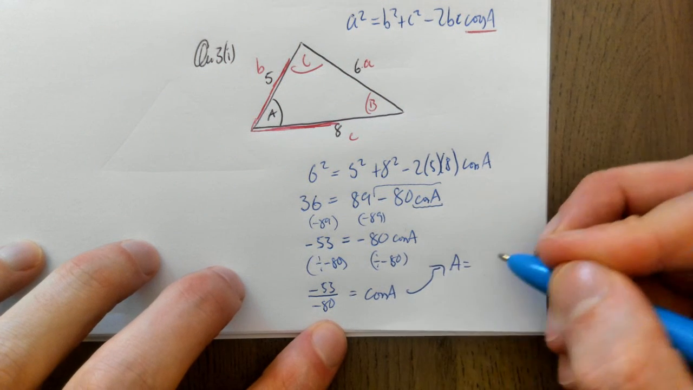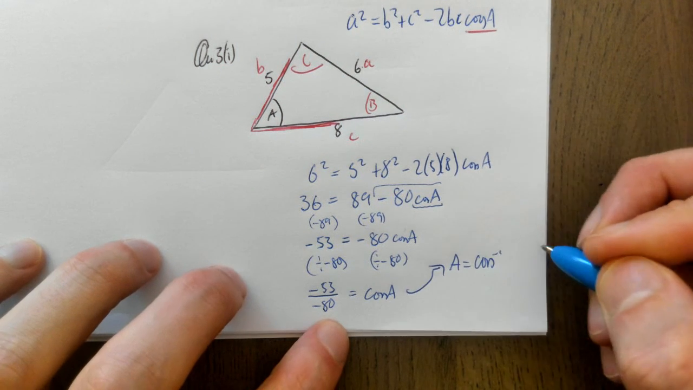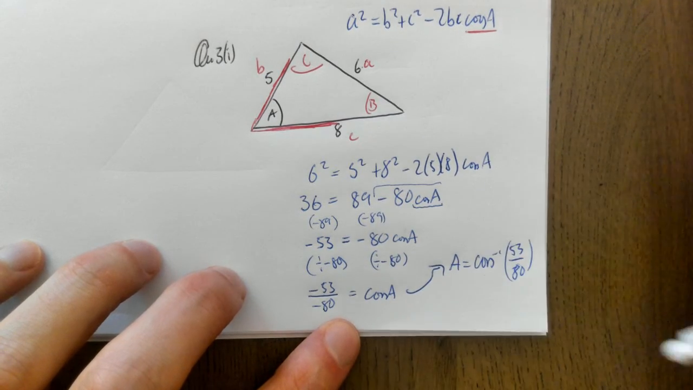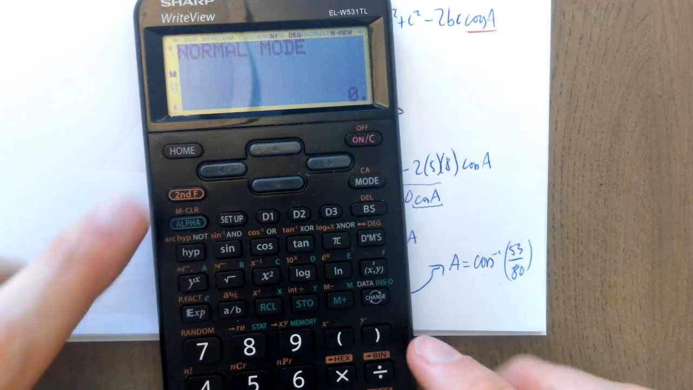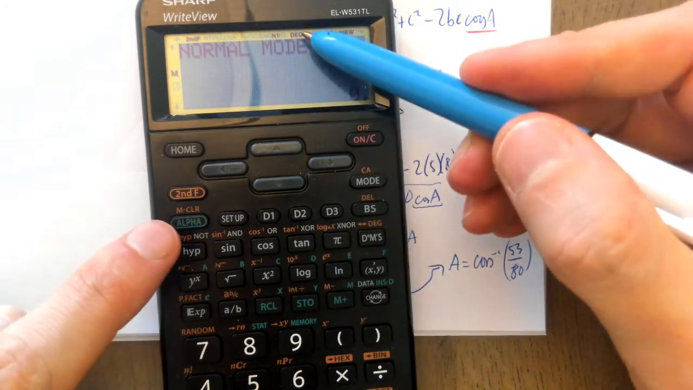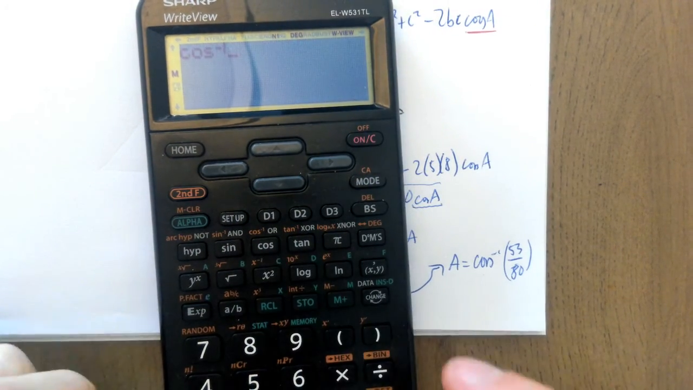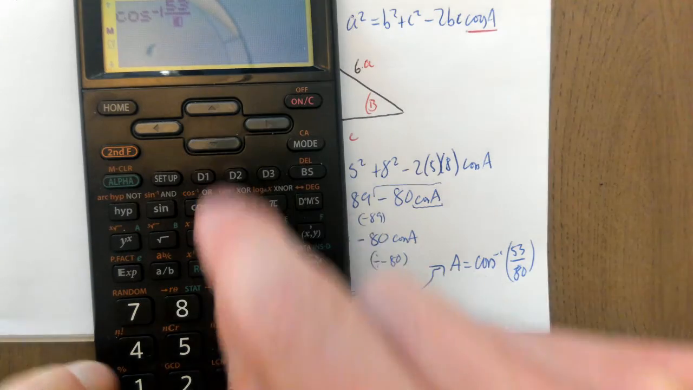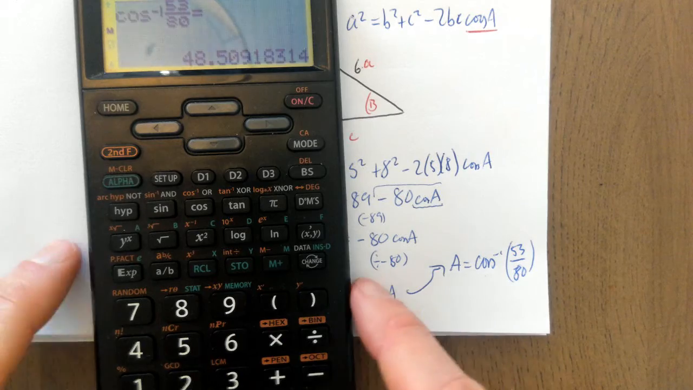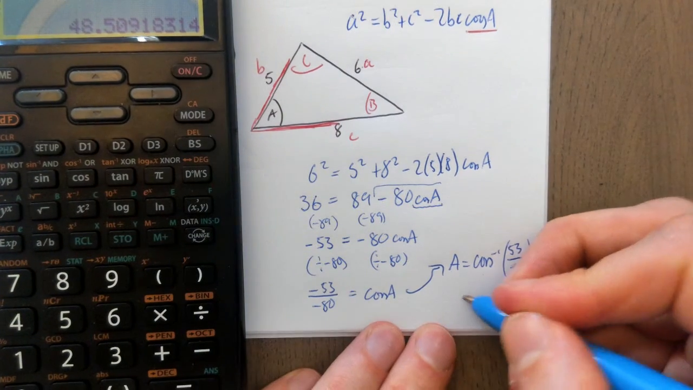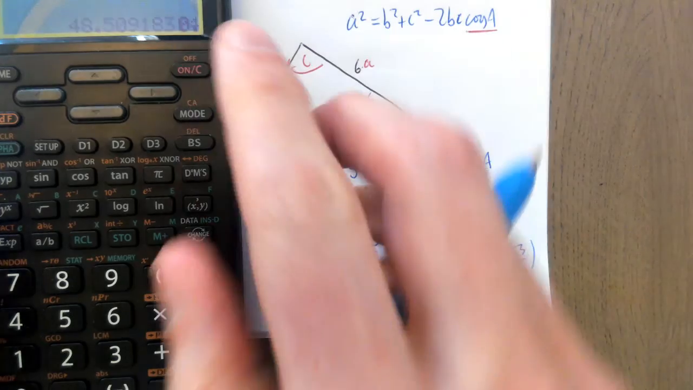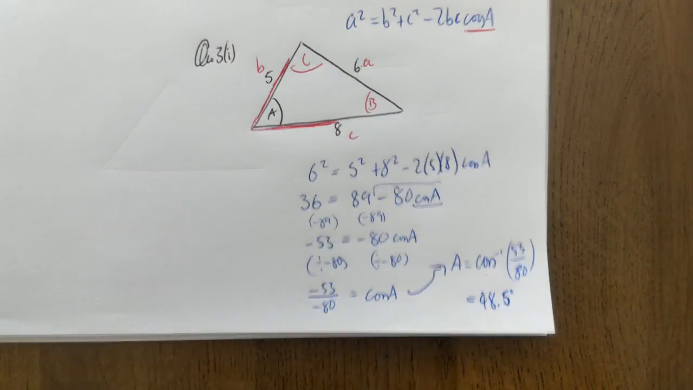means that a is equal to inverse cos of 53 over 80. Second function, check your calculator is in degrees, second function cos, 53 over 80. Okay, so 48.5 degrees, to one decimal place. And that's it, okay? So that's all the information we have on this course for solving any triangle.